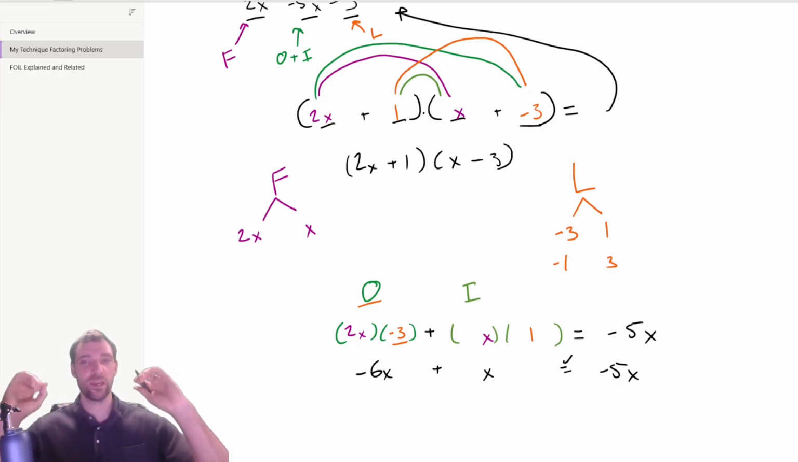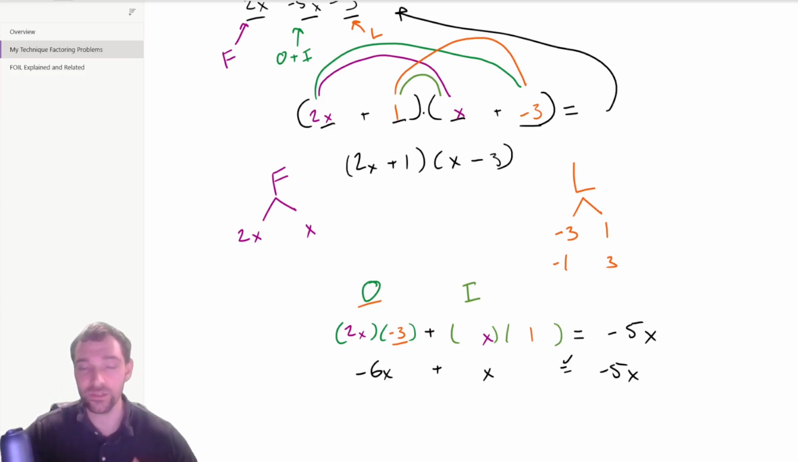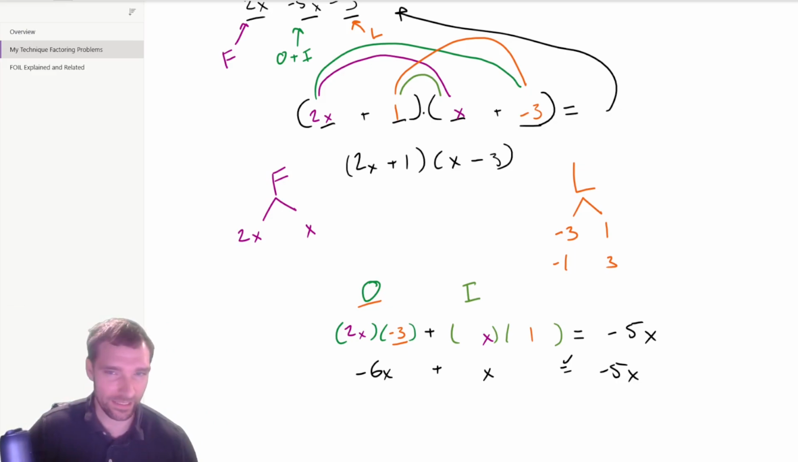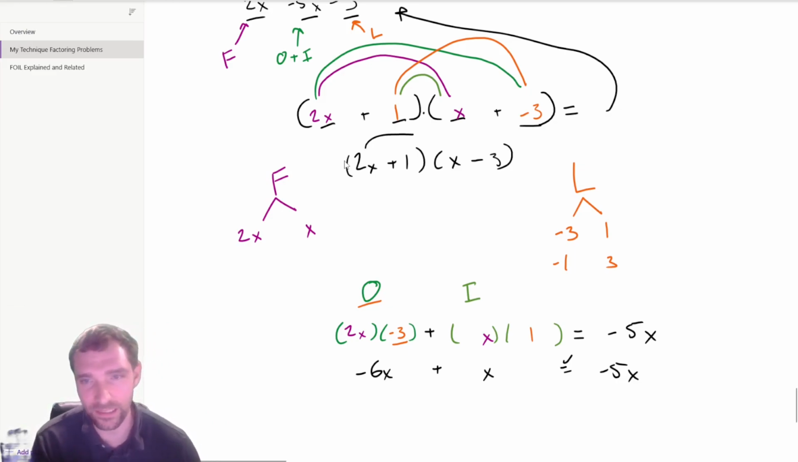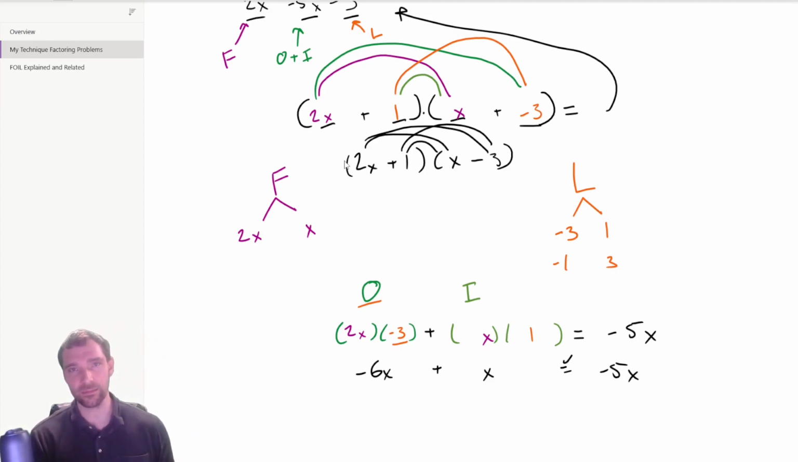So I'm keeping track of what is my first and last, my outside and inside, and how those get put together to give me that trinomial. And you can then easily double check that by going through the process of actually multiplying: if I do that, then I do get the 2x squared, and I get the negative 6x, and I get the plus 1x, and I get the minus 3 for that last term. So it's fairly easy to double check.